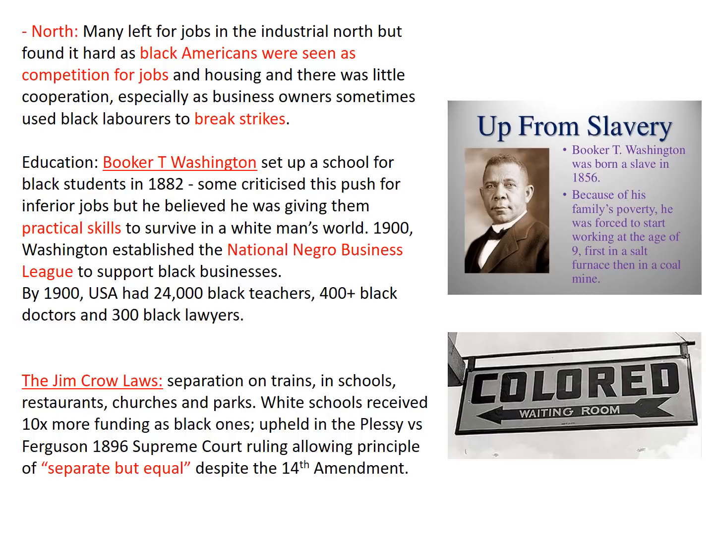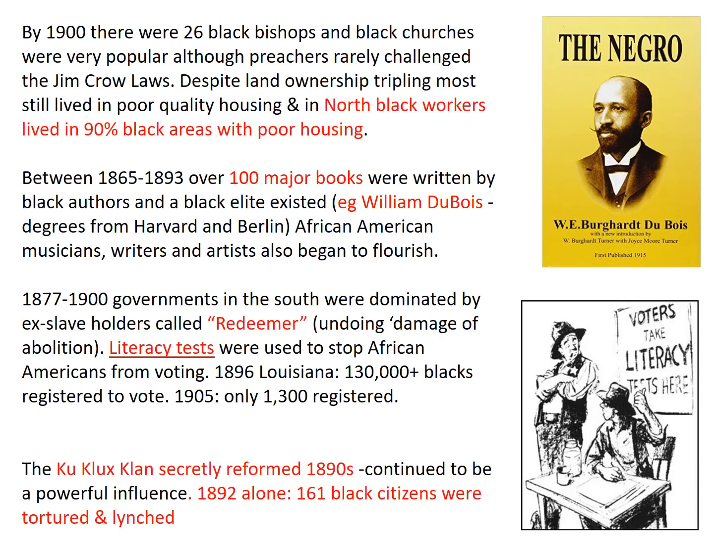Meanwhile, in the South, the Jim Crow laws mean separation on trains, schools, restaurants, churches, parks. Almost all the time, these facilities for African Americans are inferior, but they're allowed to stay on the principle of Plessy versus Ferguson, the Supreme Court ruling, which said separate but equal. As long as they were equal, they would be allowed to continue. However, that was very seldom the case.